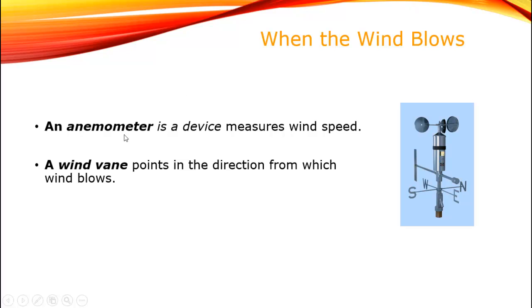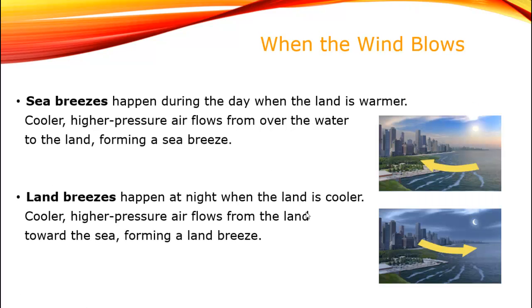How can we measure the wind? We use a device called an anemometer. The anemometer is a device that measures the wind speed. And also the wind vane points in the direction from which the wind blows. The anemometer is used to measure the wind speed, and the wind vane below the anemometer is used to know the direction of the wind. The daily temperature change results in local winds known as sea breezes and land breezes.